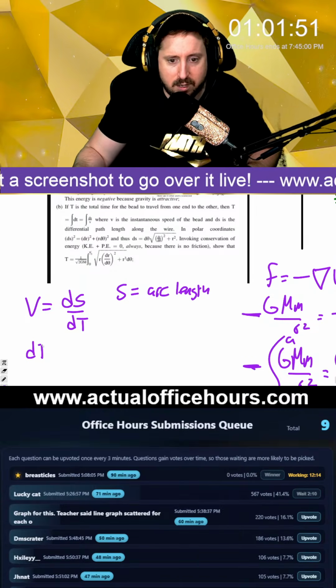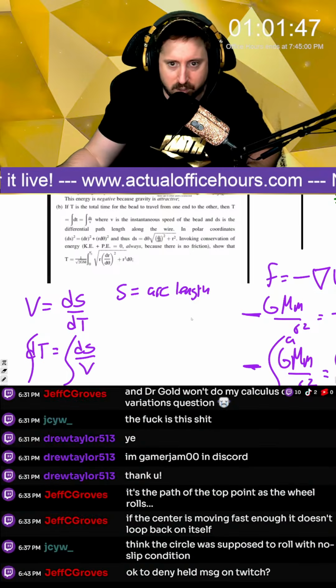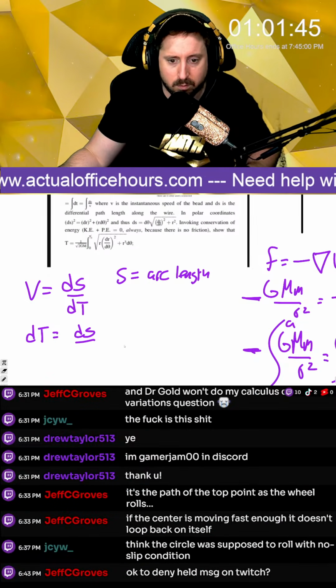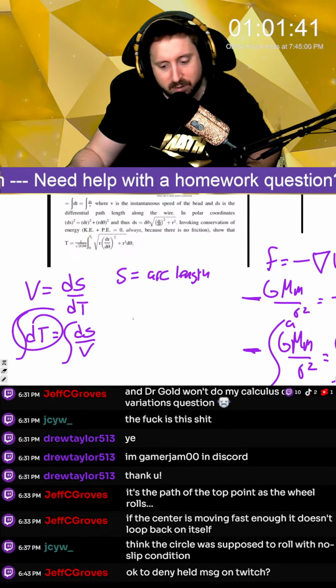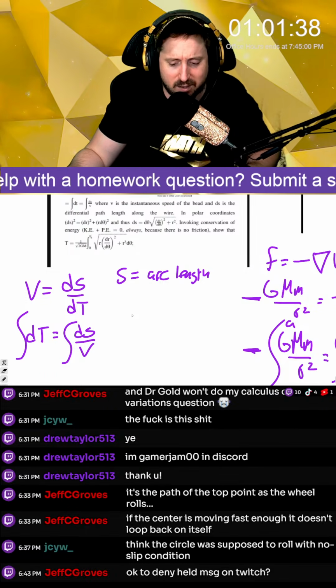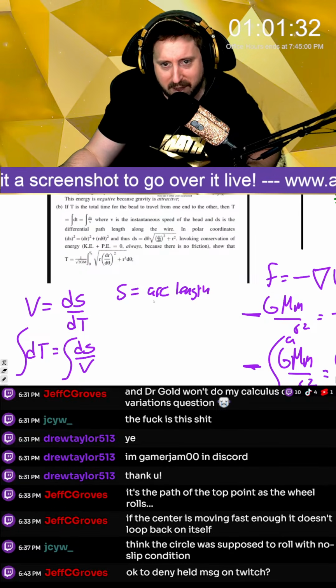Oh, so then dt is equal to ds over v. I see. You can integrate. Oh, that's cute. That's so weird to think of it that way. I guess it makes sense. I've never done ds times 1 over the velocity. It's like backwards.